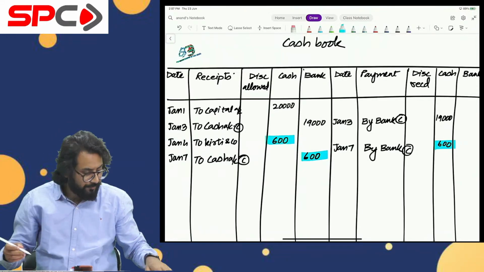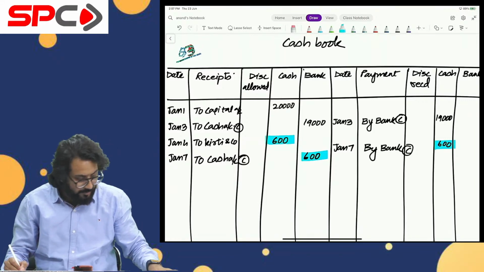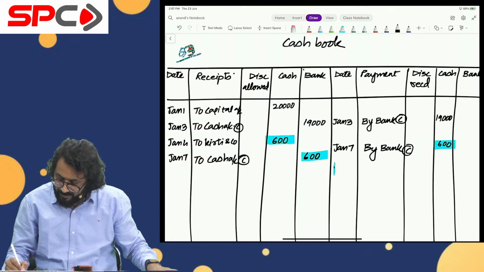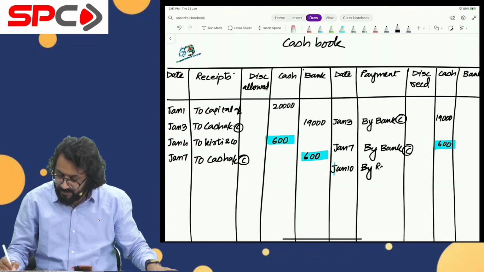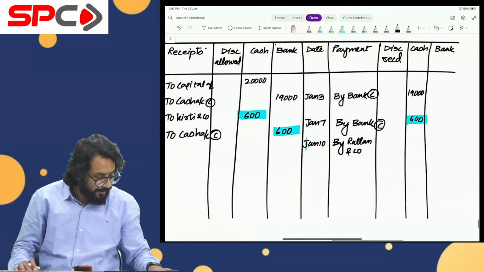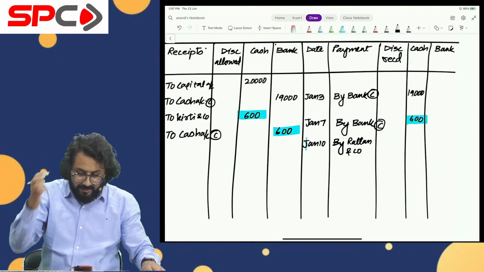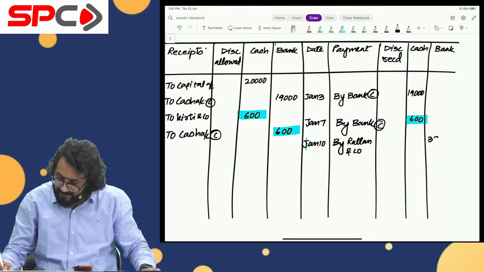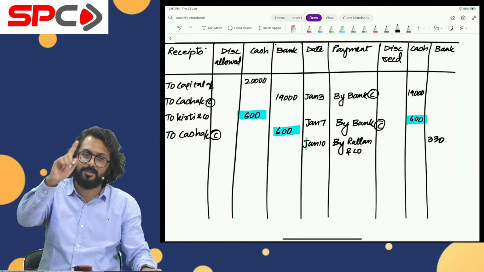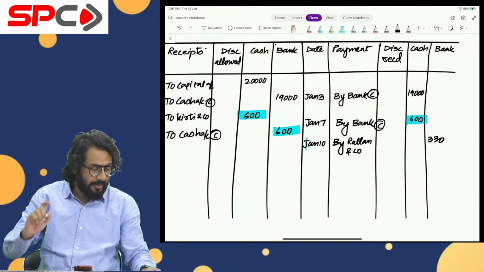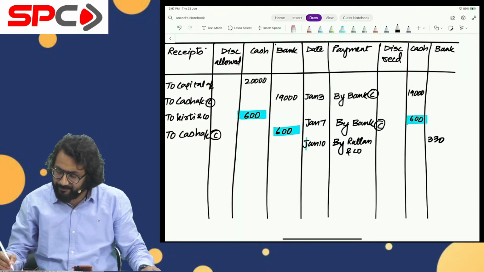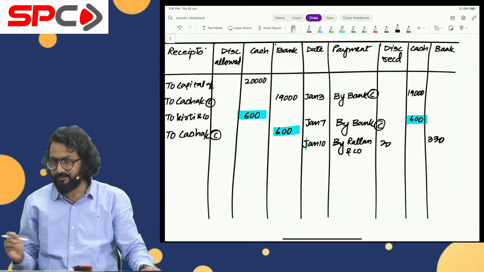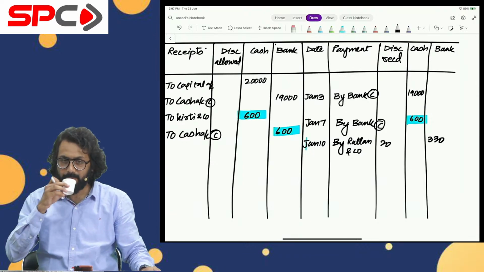What will I write down? Boys and girls, the date is what? Jan 10th. I'll write down by Ratan and company. And you tell me, in the bank column, I'll write down 330, because whenever you make the payment, always bank column via check. And I will write down 20 where? Discount. Very good. I'm proud of you people.